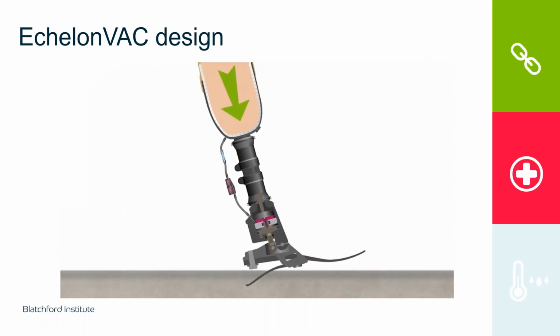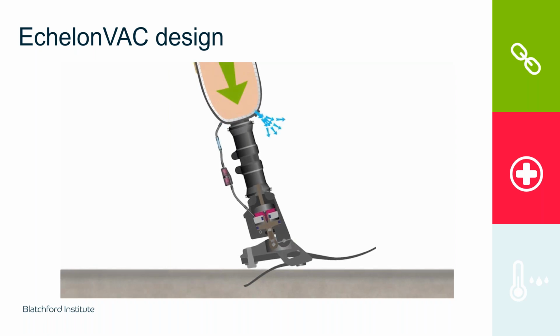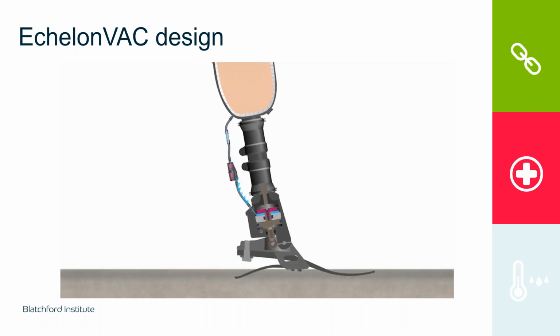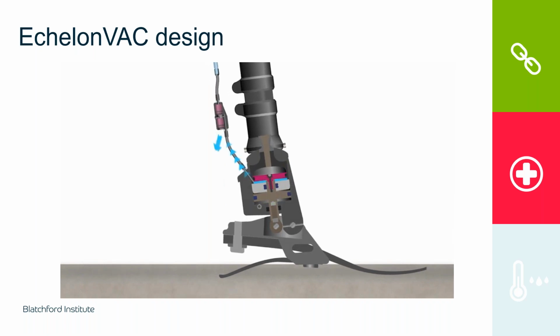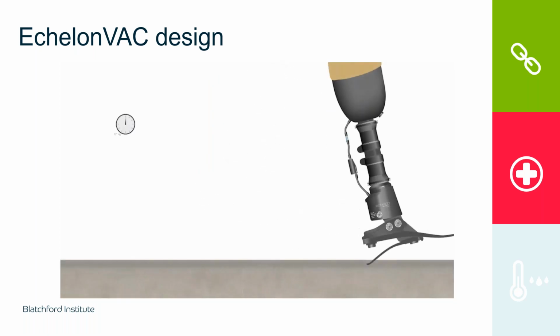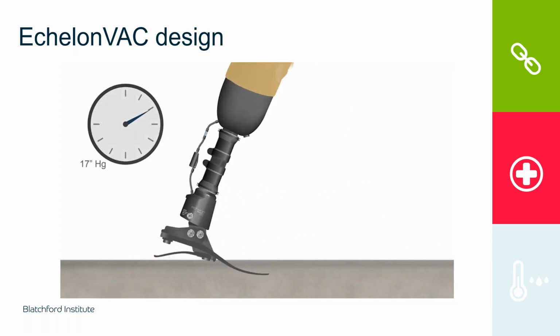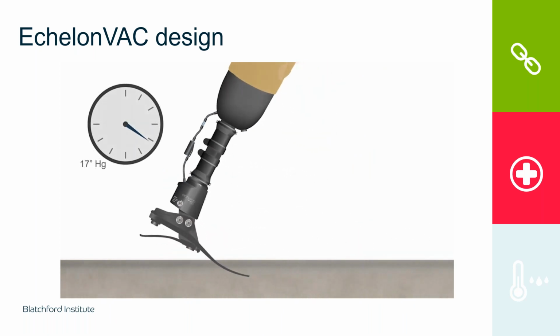So the first device that we're going to talk about is an EchelonVAC foot by Blatchford. This video is an animation of the foot, and it's a combination of a hydraulic ankle and elevated vacuum. And the really cool thing, if you think technology is cool, is that we found a way to do both things within the one unit.